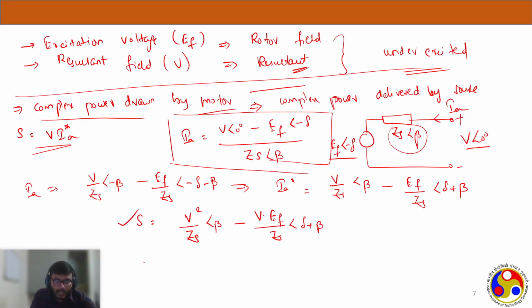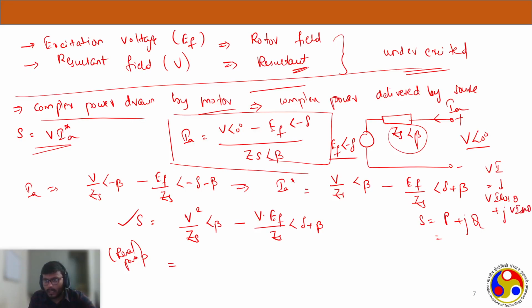Now if I want the real power, that is P, what will it be? See, S is equal to what? P plus jQ. That means it is VI, right? You can write it as VI cos theta plus j VI sin theta. So the cos part will be the real power and the sin part will be the reactive power. Now take the cos part of it.